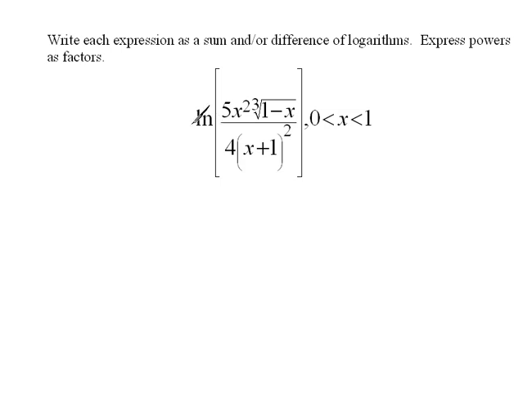So we have a single logarithm here. We're going to separate this all out so that we have log of something plus, log of something plus, or log of something minus. So we have smaller individual little logs. Then it says express powers as factors.